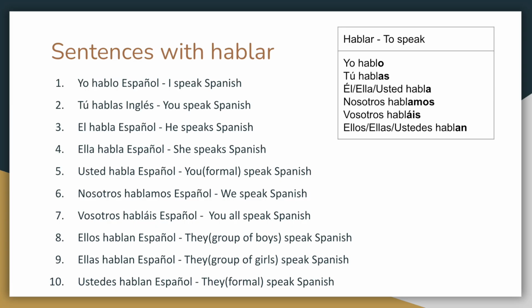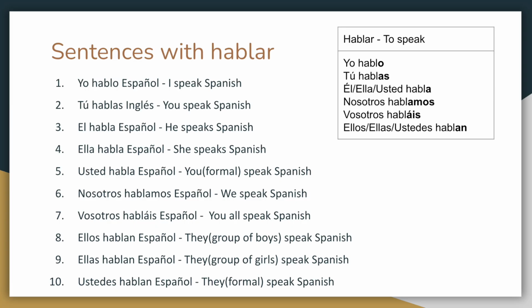Now, you do the same thing for the rest of the pronouns. So with tú, the ending was as, so you conjugate hablas. So tú hablas inglés would be you speak English. Next is él habla español. So if you remember, él, ella, and usted, they all had the same ending, which was a. So for those three pronouns, it's going to be the same verb. Él habla español means he speaks Spanish. Ella habla español means she speaks Spanish.